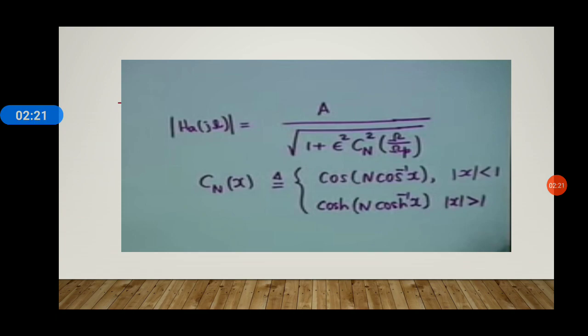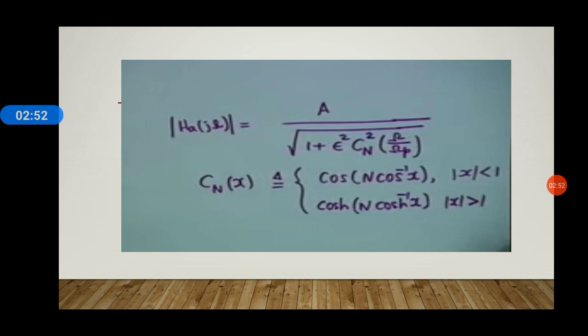For Chebyshev filter, H(jΩ) is written as A by root over 1 plus epsilon square Cn square of Ω by Ωp, where Cn(x) is defined as cos(n cos inverse x), where mod x is less than 1, and cosh(n cosh inverse x), where mod x is greater than 1.